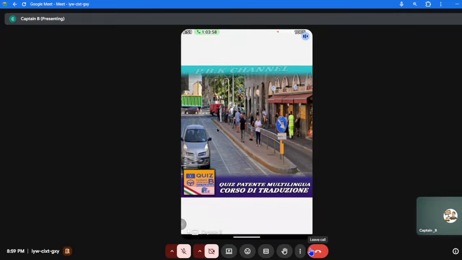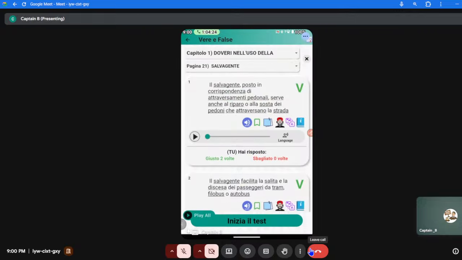Now, remember in our previous teaching, we said that you can only overtake a vehicle from the left and right. You understand which kind of vehicle? Tram or autobus. You can overtake an autobus on the right side if there is the existence of what? Salvagente. Right? And it is true. Now we'll look at the function of the salvagente.